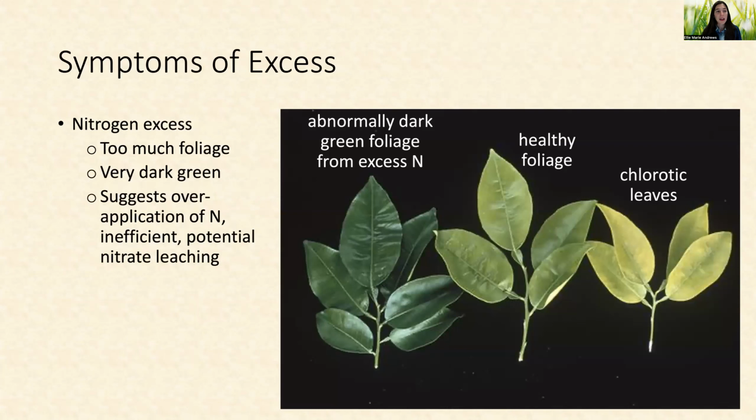On the other hand, you can also have too much nitrogen. So nitrogen excess can lead to too much foliage, really dark green leaves. And this basically indicates you're probably over applying nitrogen. You're not really using nitrogen in a particularly efficient way. And if you're applying a ton of it, you have potential to lead to nitrate leaching, which we want to avoid. So here's just the spectrum. We've got healthy foliage in the center here, chlorotic leaves like we've seen lately for deficiency, but then on the left, that abnormally really dark green foliage from excess nitrogen. There's also more leaves on that branch. So that's just something to look out for.